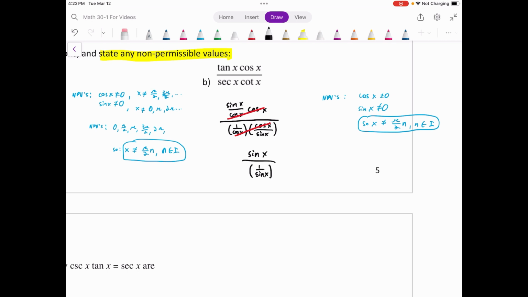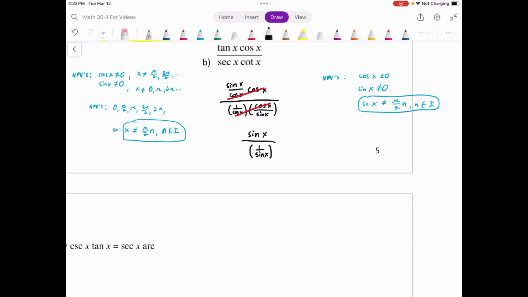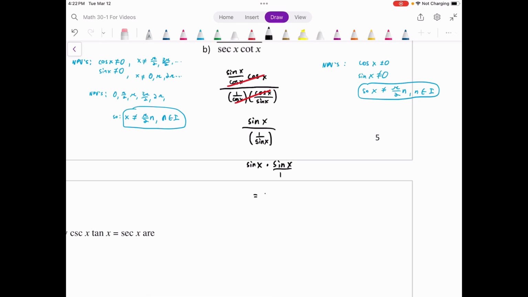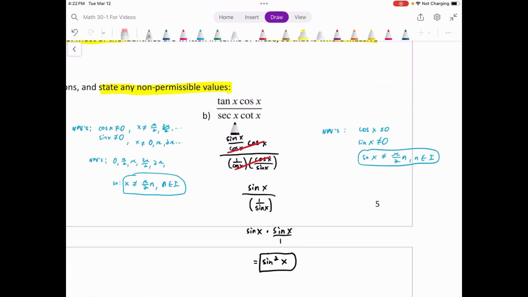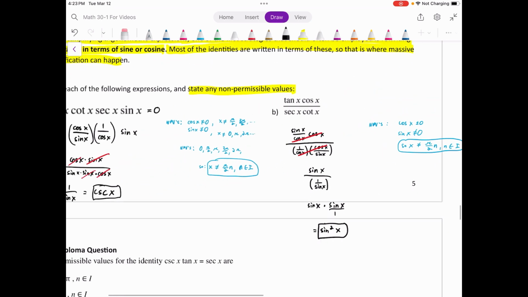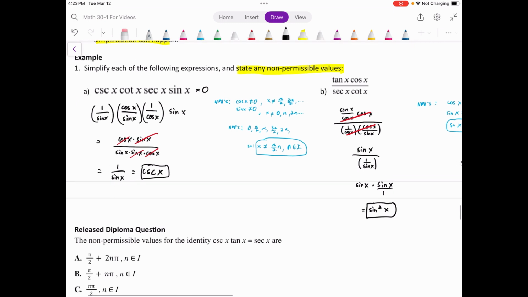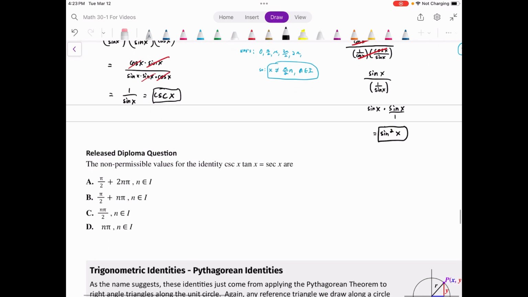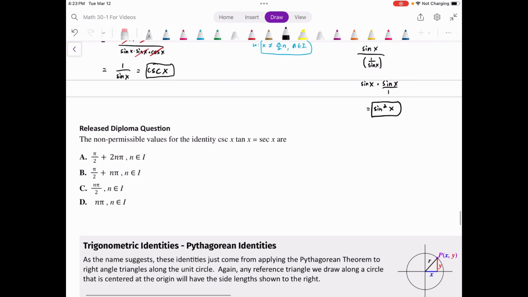Now, dividing by a fraction is the same as multiplying by its reciprocal. So dividing by 1 over sine of x is actually the same thing as multiplying by sine of x over 1, giving us sine of x times sine of x, which is sine squared x. And there we go. So this just simplified to sine squared of x. Cool, right? I find these very satisfying when they start out very complicated and they simplify to a nice, easy thing.